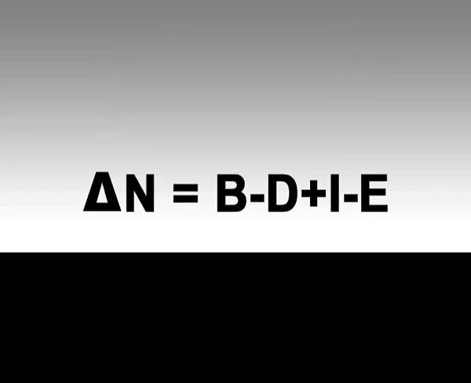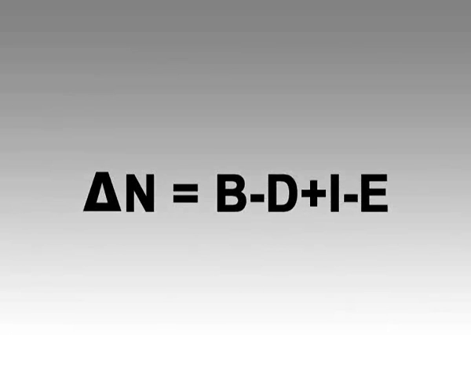Now, the change in population size from one census to the next census can be obtained by the following equation. Delta N = B - D + I - E. Thus, if delta N, that is if the change in population size, is positive, the population will increase in size, whereas if delta N is negative, the population will decline.